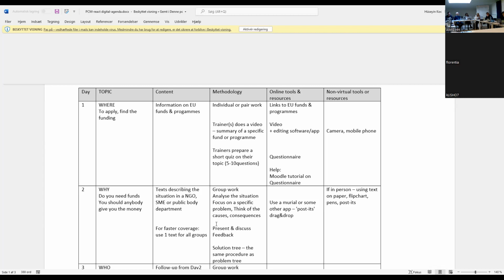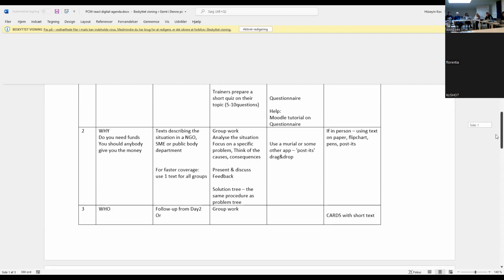Just to go quickly through our days, the second day: why do our projects need to be funded? Why would anybody give us money? Here we can give them text describing situations, and then they have to analyze that and do a presentation: a problem tree, a solution tree.